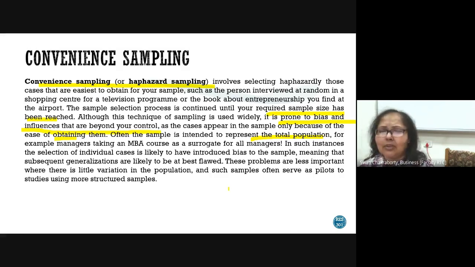So that cannot happen, right? All those who are going for an MBA course, you take them as a sample which would represent all the managers. In such instances, the selection of individual cases is likely to have bias for the sample, which means the subsequent generalizations are likely to be flawed. You cannot generalize about the entire population. These problems are less important where there is little variation in the population, and such samples often serve as pilot studies for studies which use more structured samples.